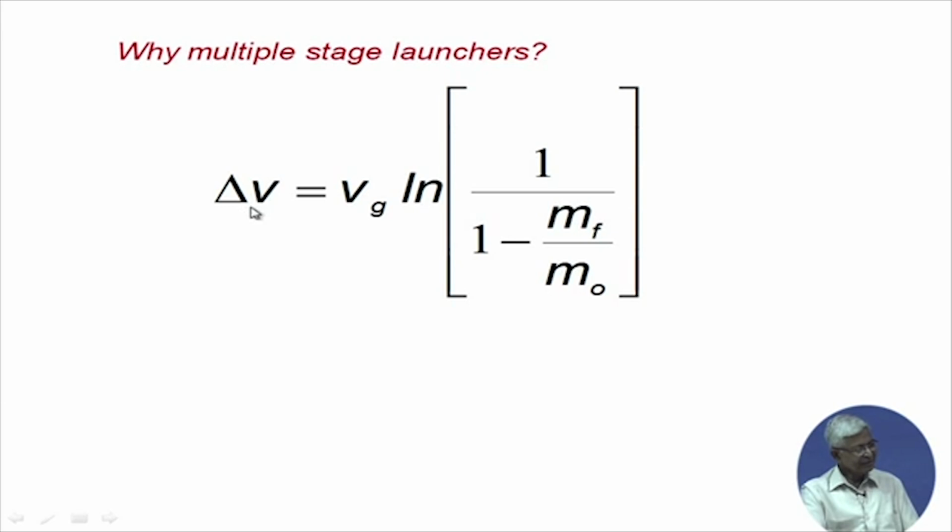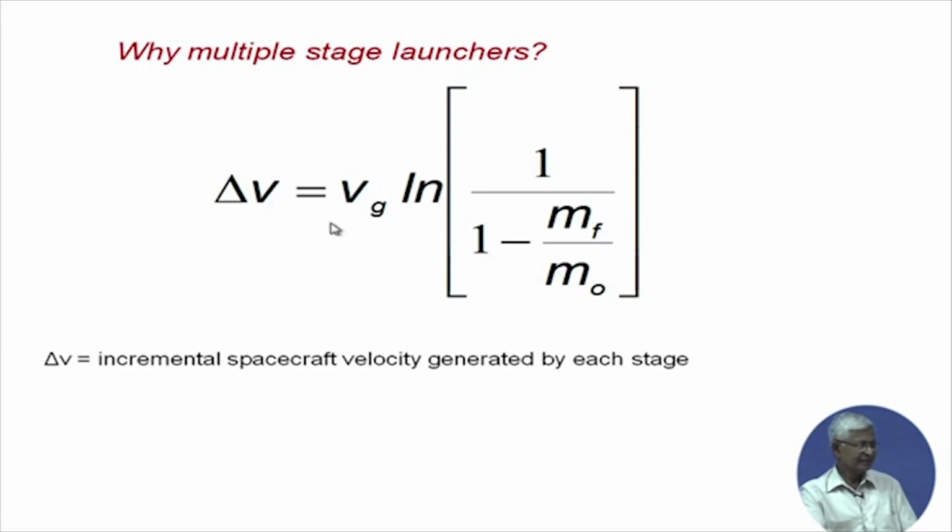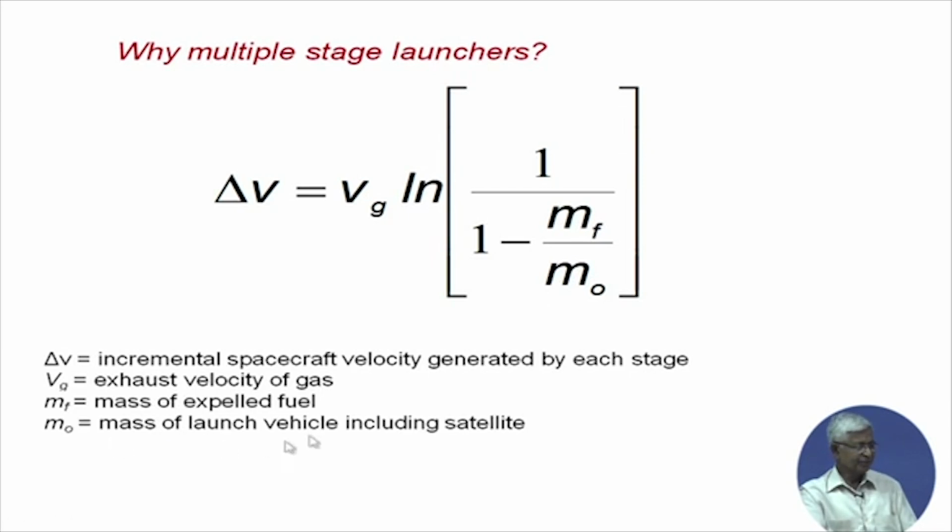The incremental velocity delta v is equal to the exhaust velocity of the gas times the natural logarithm of 1 by 1 minus mf by m0. Here mf is the mass of the expelled fuel, and m0 is the mass of the launch vehicle including the satellite and the remaining fuel.